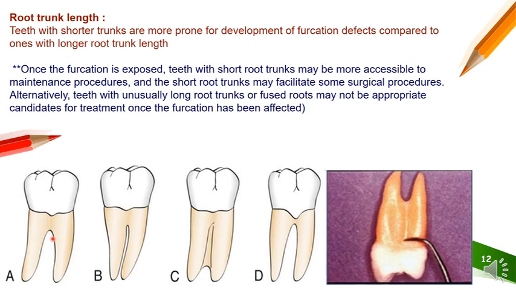So the short root trunks may facilitate some surgical procedures, as I mentioned, and alternatively, teeth with long root trunks or fused roots are not appropriate candidates for treatment once the furcation has been affected. Just like here in this premolar, we can see the root trunk is very long and the root cone very short. So once this is involved, it will be very difficult to maintain the surgical procedure outcomes or for the patient to maintain the area clean.